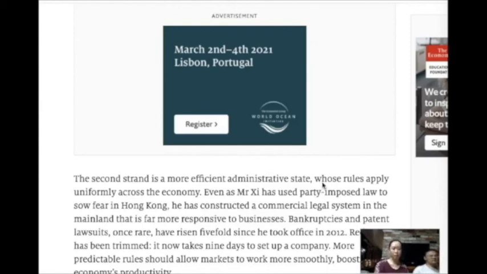The second strand is a more efficient administrative state whose rules apply uniformly across the economy. Apply uniformly. Uniform is the same thing? Yes, so they have the same rule or standard rule across the economy.